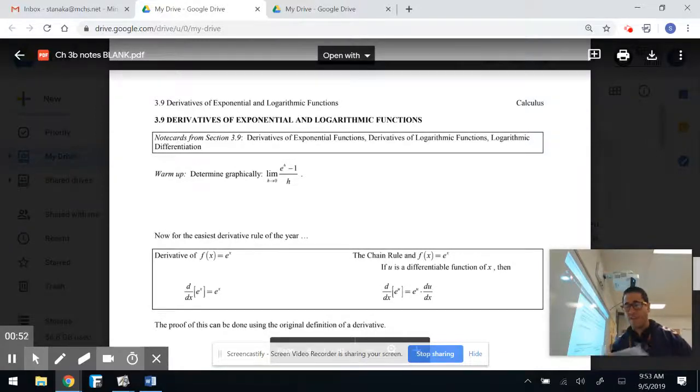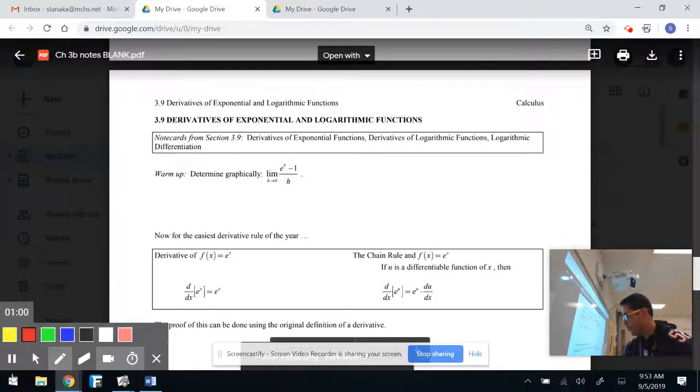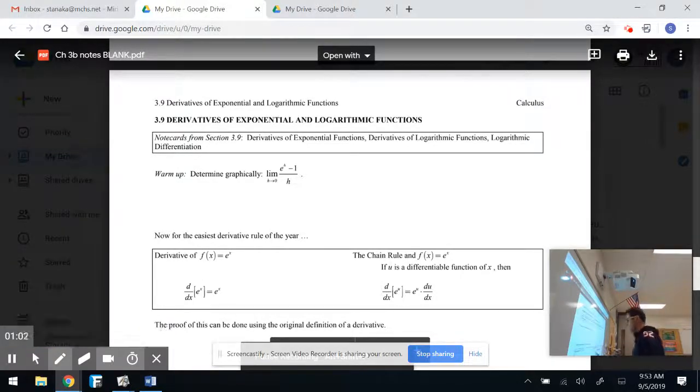3.9, derivatives of exponential and logarithmic functions. We're going to get this started with deriving what the derivative of e to the x is. And to be able to do that, we need a result. So what I would love for you to do is hit pause and graph that. Hopefully you did that, and you are going to get that result right there. And if you check the limit as we approach 0 from the left is 1, from the right is 1.